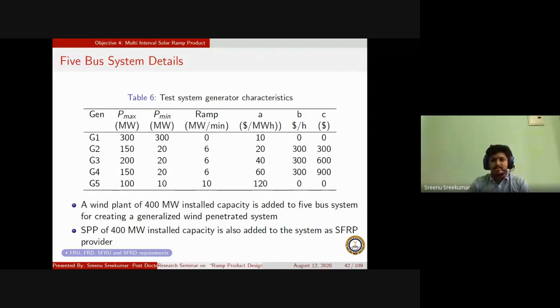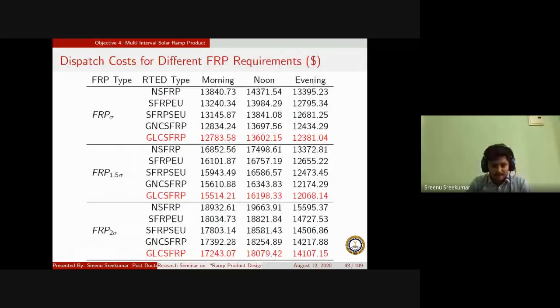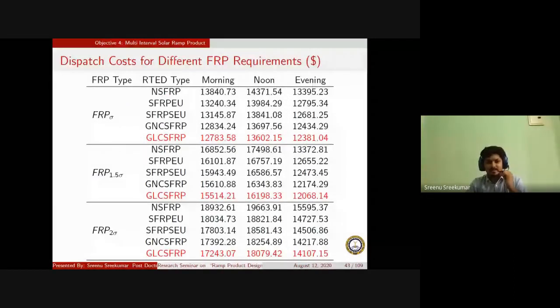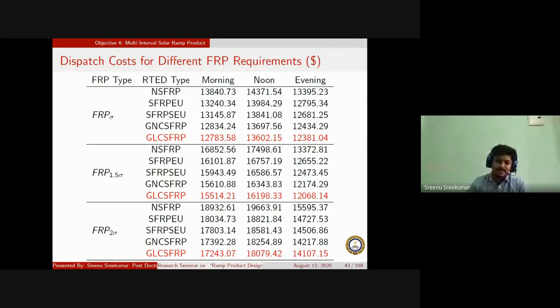And this table shows the RTED cost of different dispatches, and different uncertainty levels are considered here. FRP sigma corresponds to FRP with estimated net load uncertainty, FRP 1.5 sigma corresponds to 1.5 times the estimated net load uncertainty, and FRP 2 sigma corresponds to 2 times the estimated net load uncertainty. Because in real time, the uncertainty can vary. We don't know how much uncertainty level will be there. So different uncertainty levels are considered.